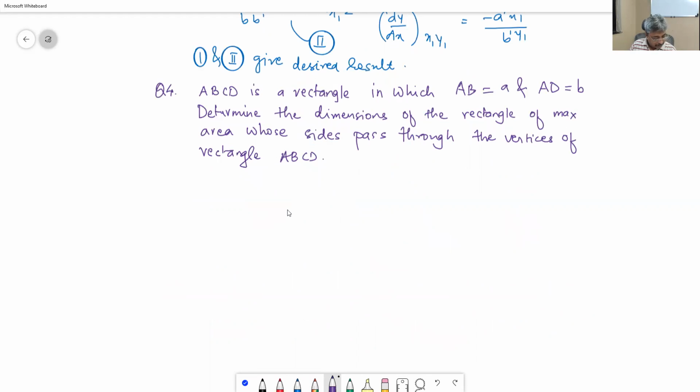Okay, what do we mean by this? You have some rectangle ABCD with you. Now you are supposed to draw another rectangle such that the sides will pass through the vertices of ABCD. Maybe you can call it as PQRS.